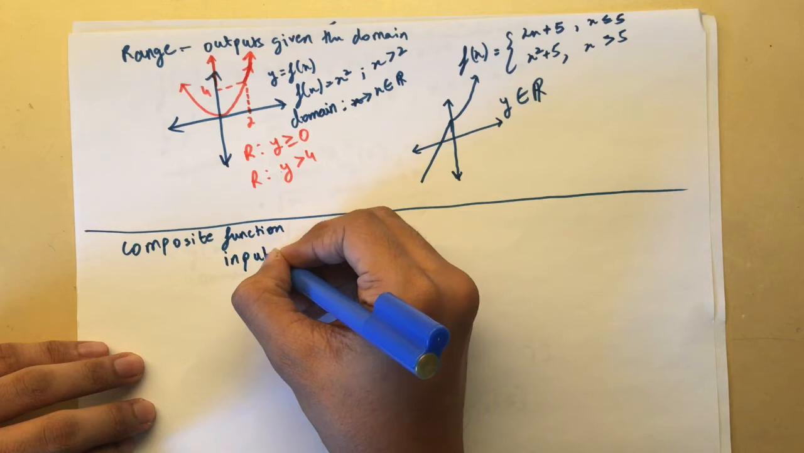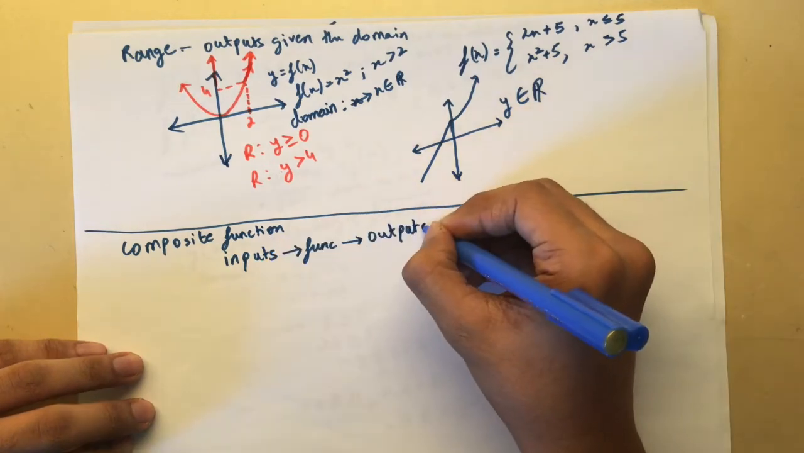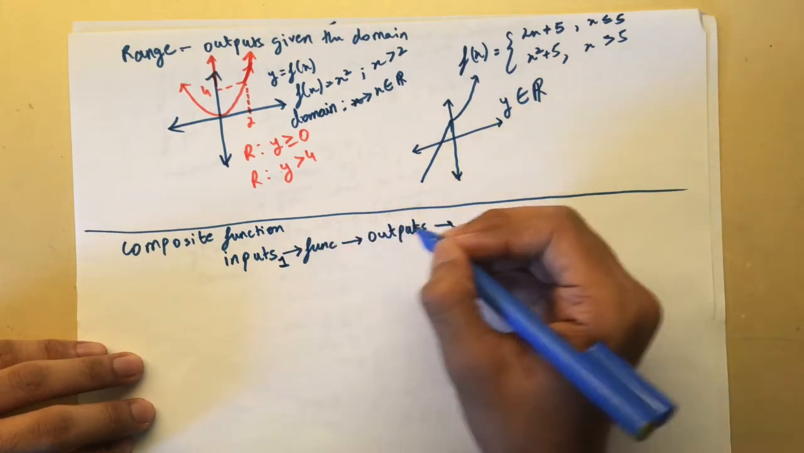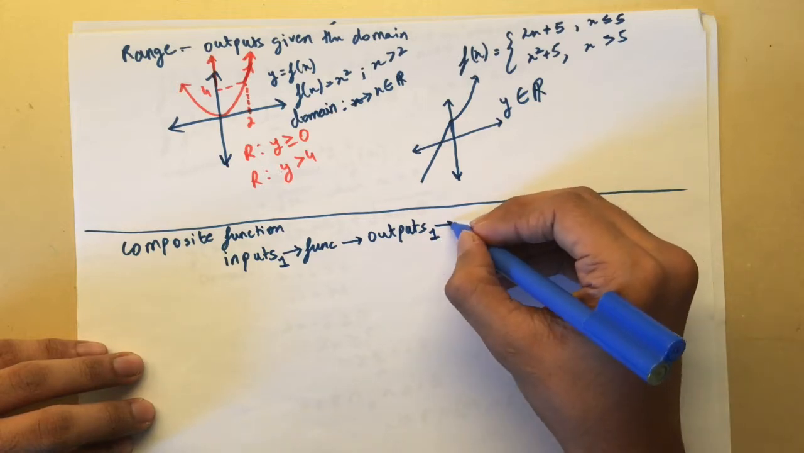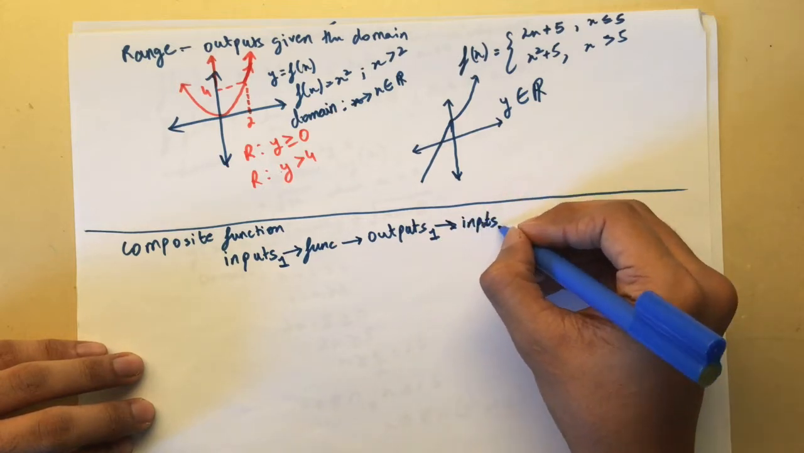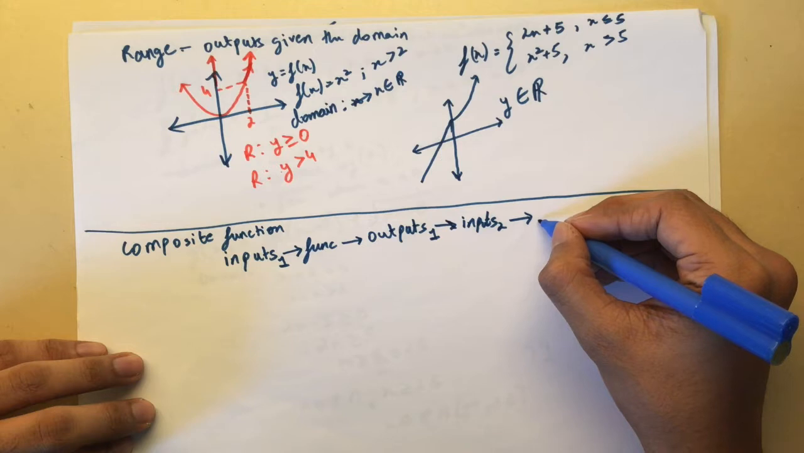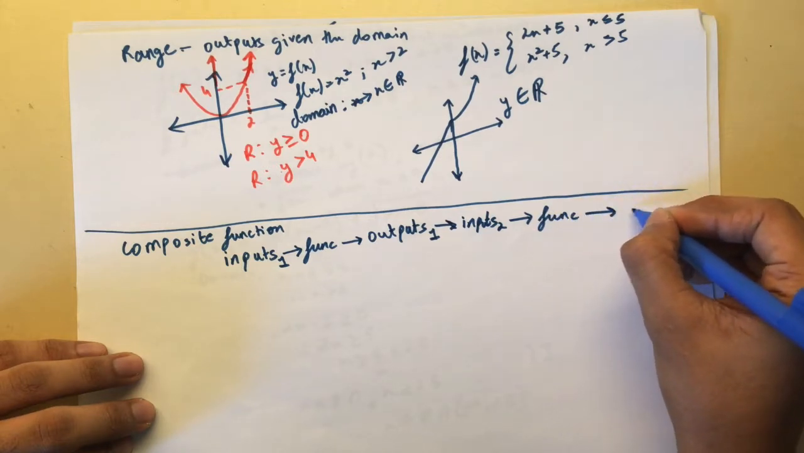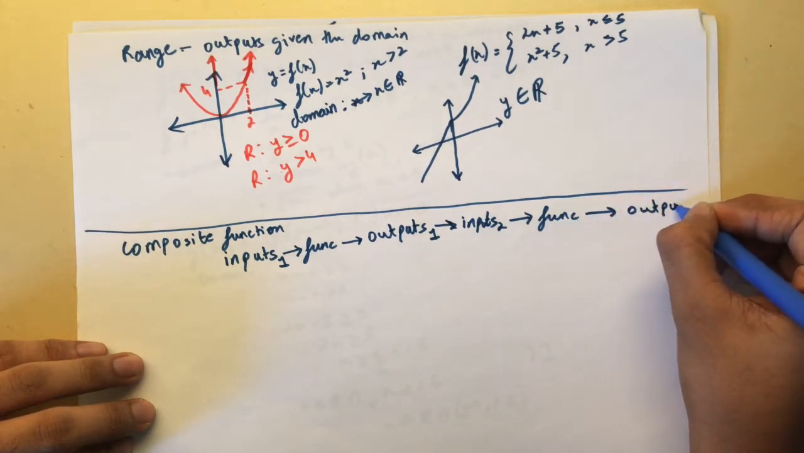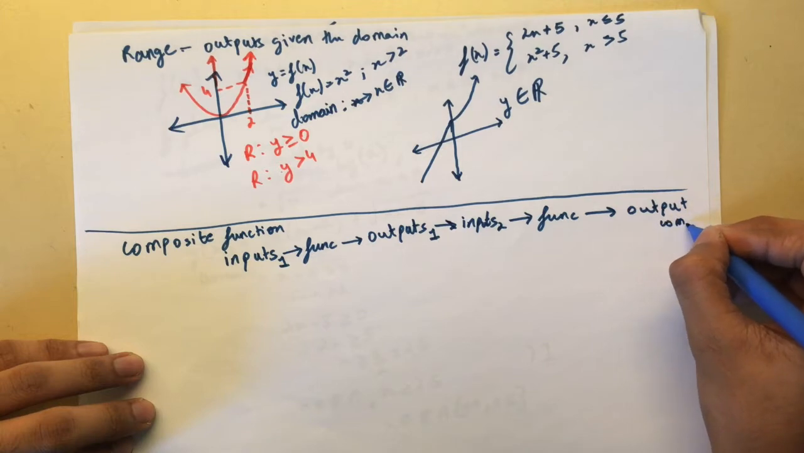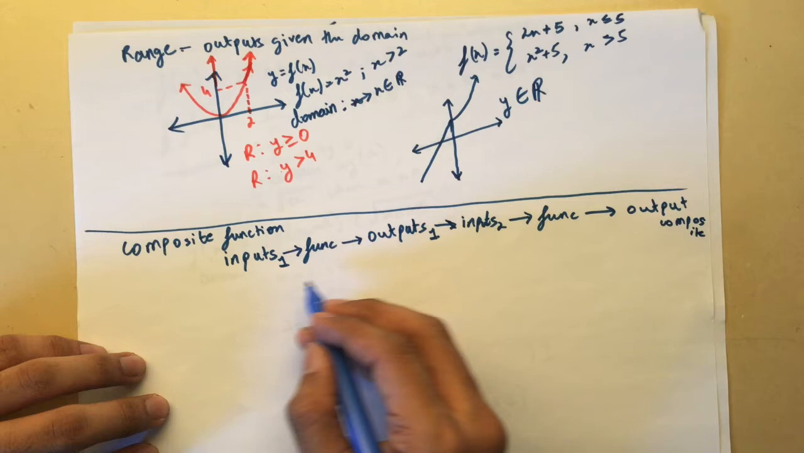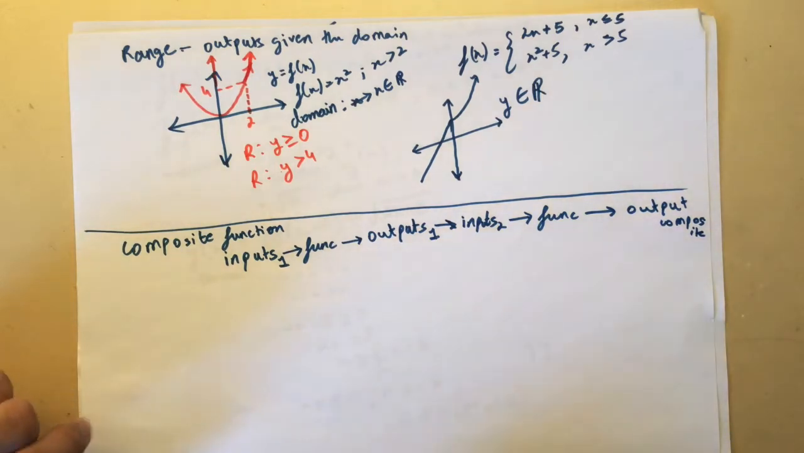So the inputs for the first function become outputs for the first function, which become inputs again of the second function, which then gives out the output of the composite function. Right? So you have this entire chain, and this can go on forever if you keep adding functions.